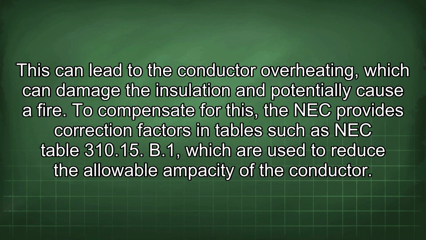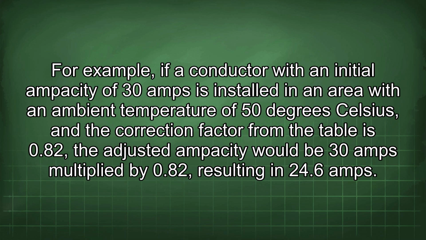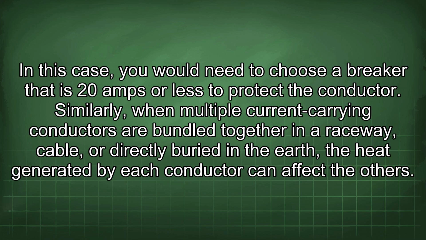To compensate for this, the NEC provides correction factors in tables such as NEC Table 310.15(B)(1), which are used to reduce the allowable ampacity of the conductor. For example, if a conductor with an initial ampacity of 30 amps is installed in an area with an ambient temperature of 50 degrees Celsius, and the correction factor from the table is 0.82, the adjusted ampacity would be 30 amps multiplied by 0.82, resulting in 24.6 amps. In this case, you would need to choose a breaker that is 20 amps or less to protect the conductor.